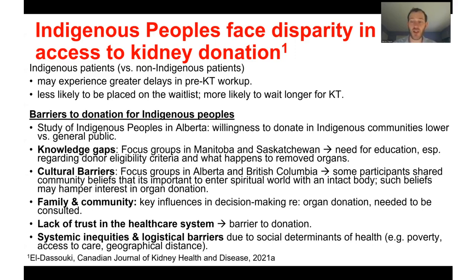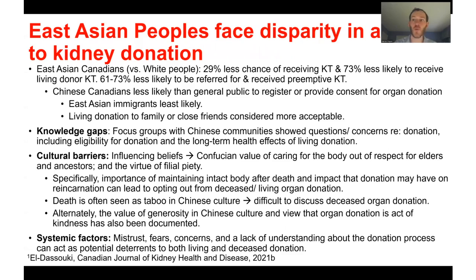And lack of trust in the healthcare system is an important barrier to donation. There are also systemic inequities and logistical barriers due to the social determinants of health, for example, poverty, access to care, geographic distance. And these are also extremely important when you consider willingness to donate and access to organ transplantation with this population.